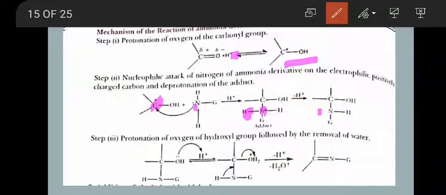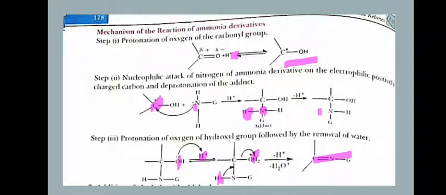So the first step is protonation, to create a strong electrophile. The second step is attack of the nitrogen nucleophile of the ammonia derivative on the more electrophilic, protonated oxygen-bearing carbon, and deprotonation. The third step is again protonation of the oxygen, which was protonated in the first step, and as a result OH2 positive is formed. Now you know that H2O is a better leaving group than OH, so it will be removed as H2O, and deprotonation will take place, and as a result we get the desired product of the reaction of the ammonia derivative with the carbonyl compound. That is the simple mechanism, 3 steps. First is protonation, second is attack of the nucleophile and deprotonation, third is again protonation, removal of water, and deprotonation from the remaining hydrogen from nitrogen.